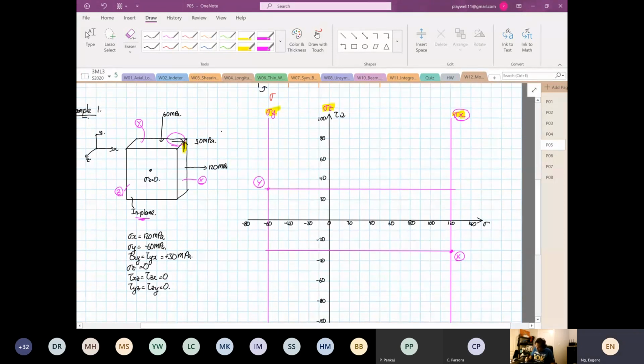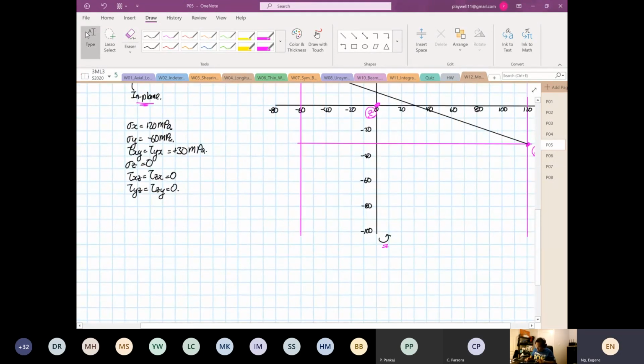And then we know our point Z. Our point Z has 0 stress, or is at the center. There's our point Z. Okay. So still the same. We're going to draw a line from here to here. All right.